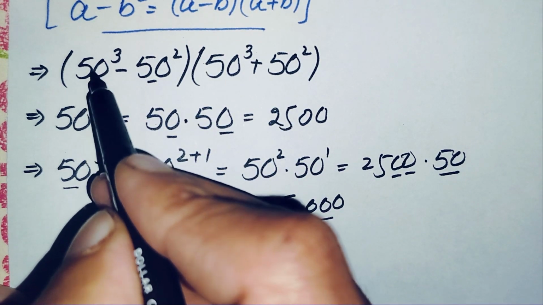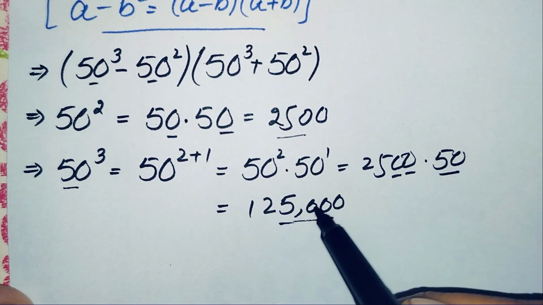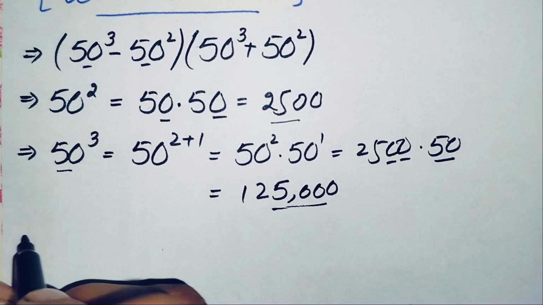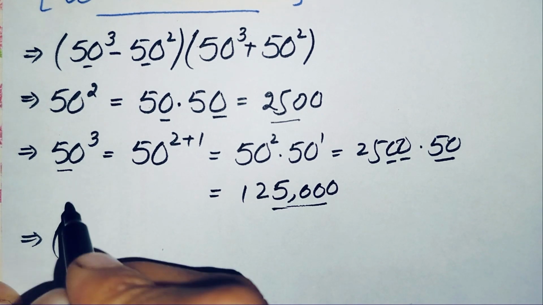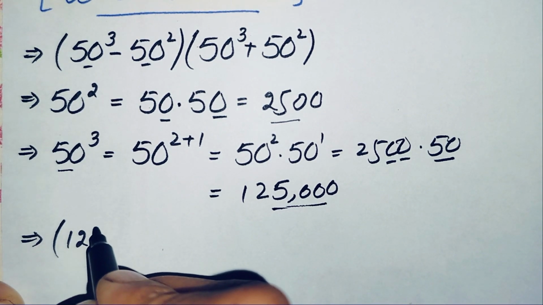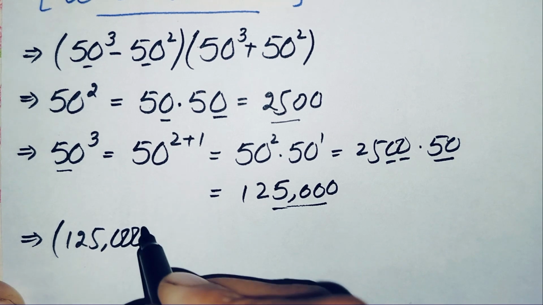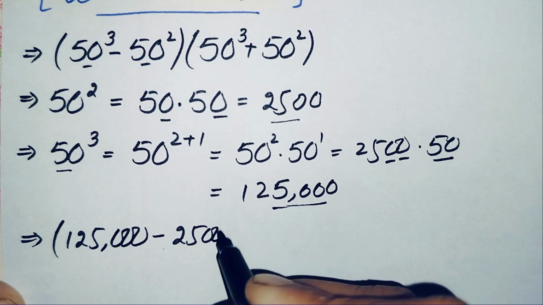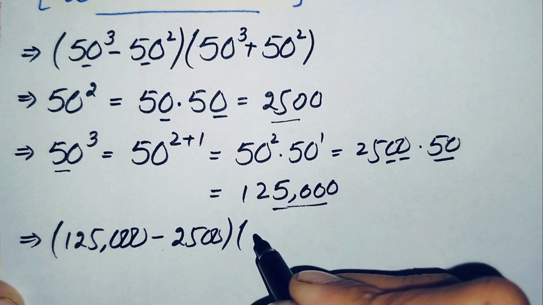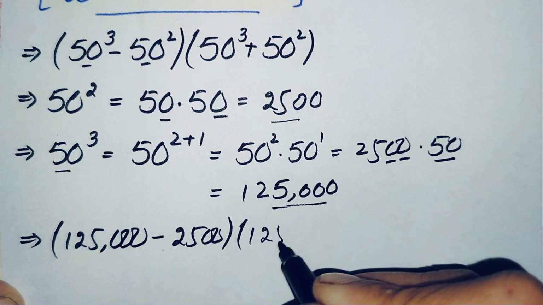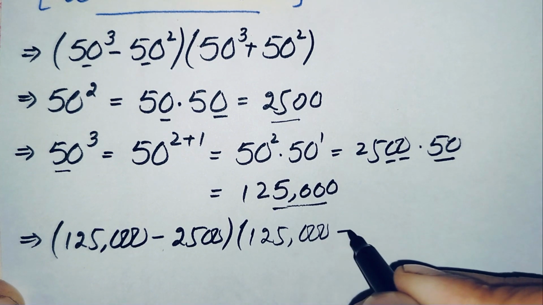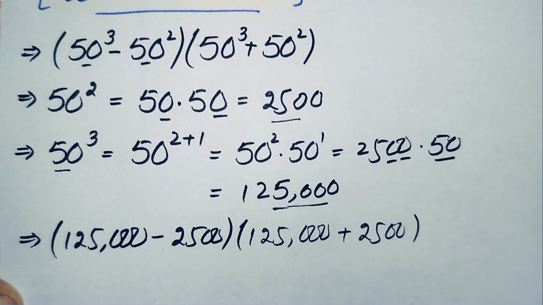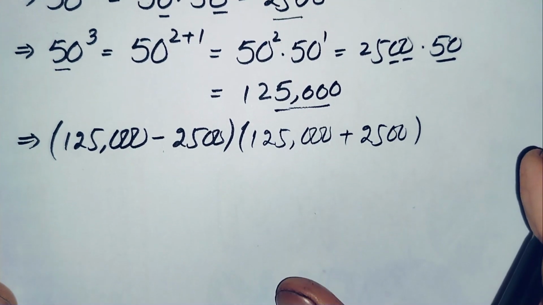Now we will replace 50 cube and 50 square with these two numbers. So this equation will become 50 cube, which is 125,000, minus 50 square, which is 2500, times 50 cube, which is 125,000, plus 50 square, which is 2500. Here we have to subtract and add these two numbers.